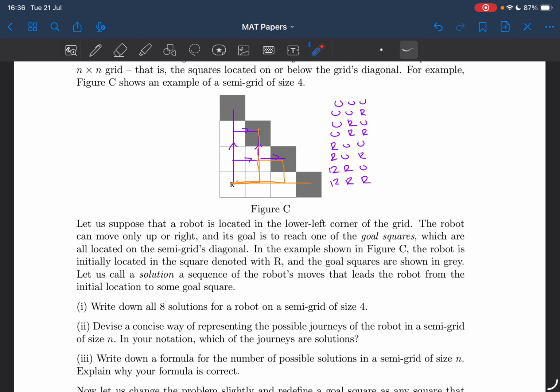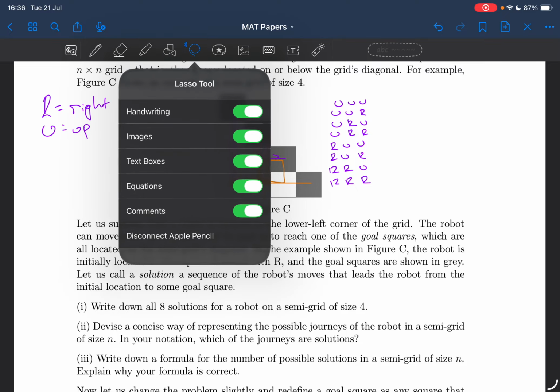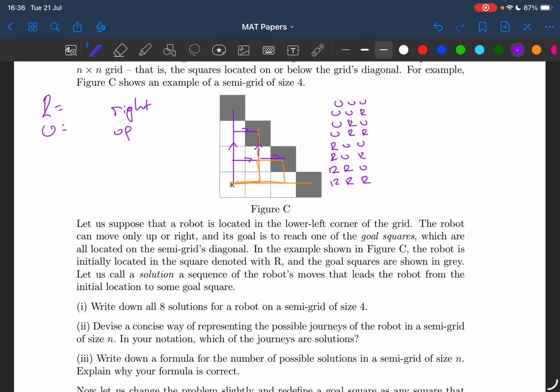That's good. Devise a concise way of representing the possible journeys of the robot in a semigrid of size n. In notation, which of the journeys are solutions? A concise way of representing the possible journeys of the robot in a semigrid. Okay, I think it's just like the way I've written this down. The concise way: if we say r equals right, u equals up, move right, move up. Let's be precise. Move right, move up. Representing the possible journeys.